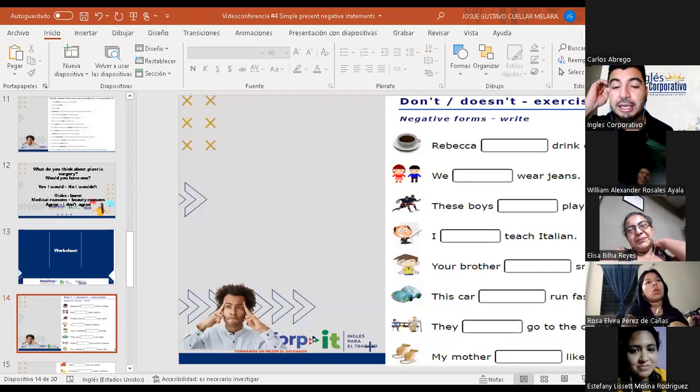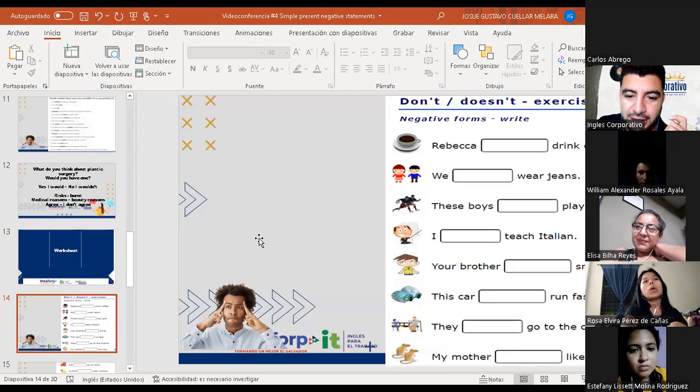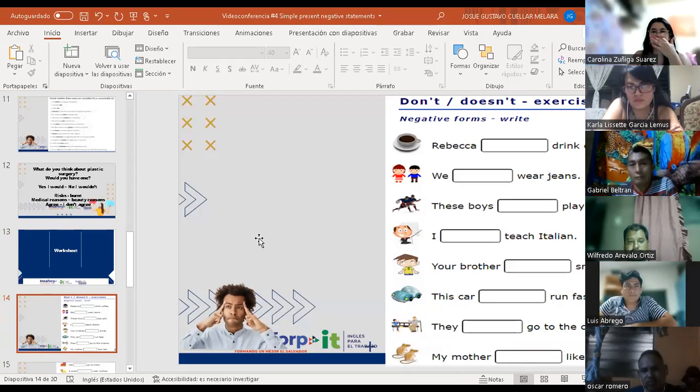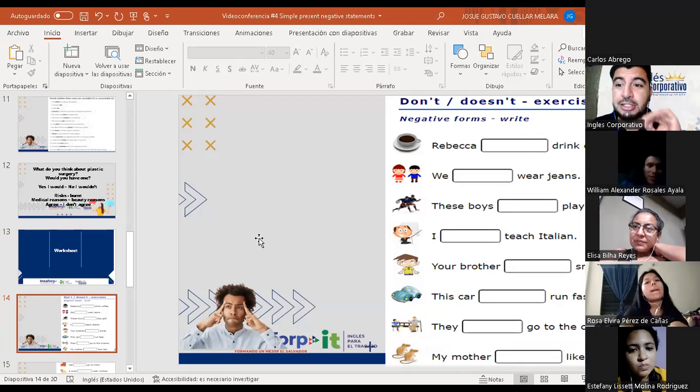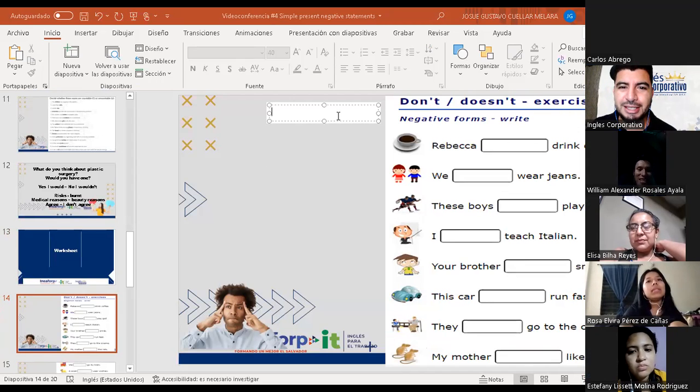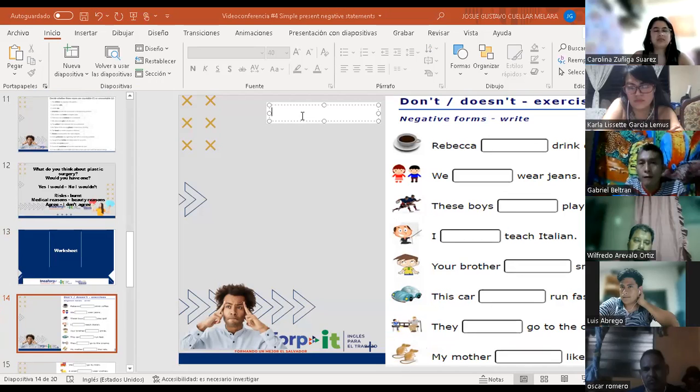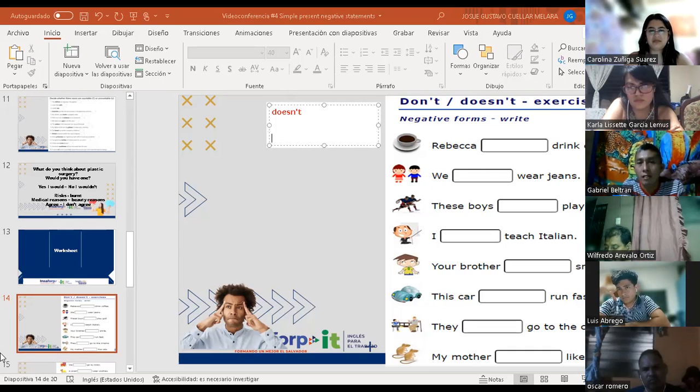We have another worksheet, and here we're going to use don't or doesn't. Okay, a question for Gabriel. Gabriel, can you mention, please, the third person? When I talk about third person, what words come to your mind? ¿Qué palabras vienen a tu mente cuando hablamos de terceras personas? Don't. Okay, te refieres a don't. Doesn't. Okay. Yes, this word is related to third person. Esta palabra está relacionada con la tercera persona. Ahora, what are the third persons? ¿Cuáles son las terceras personas?